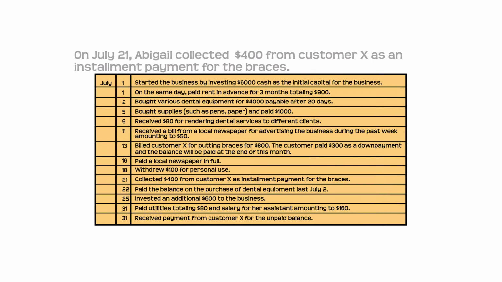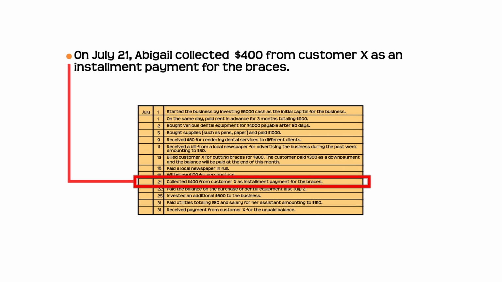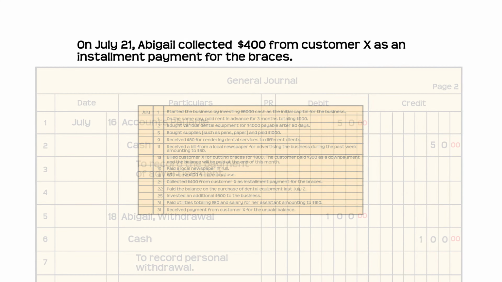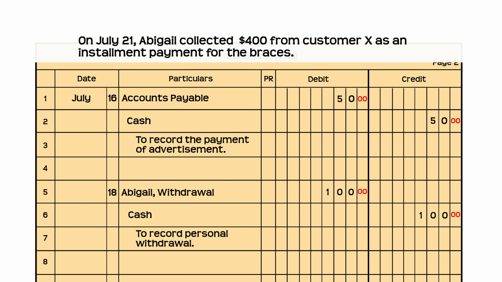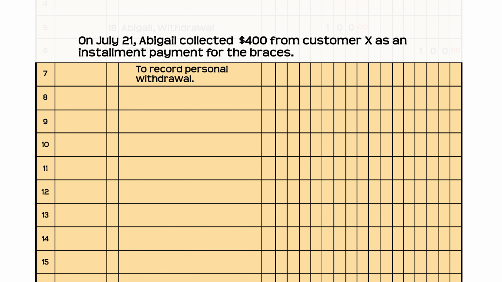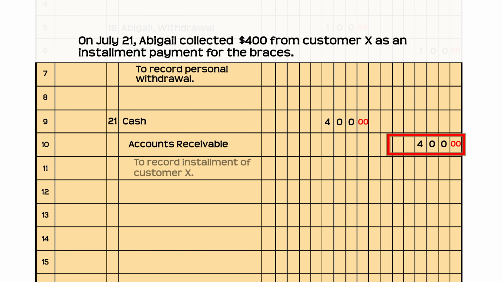On July 21, Abigail collected $400 from customer X as an installment payment for the braces. This transaction is a normal collection of debt by customer X, from the July 13 transaction. Although this is just an installment payment, we still debit cash and credit accounts receivable of $400.